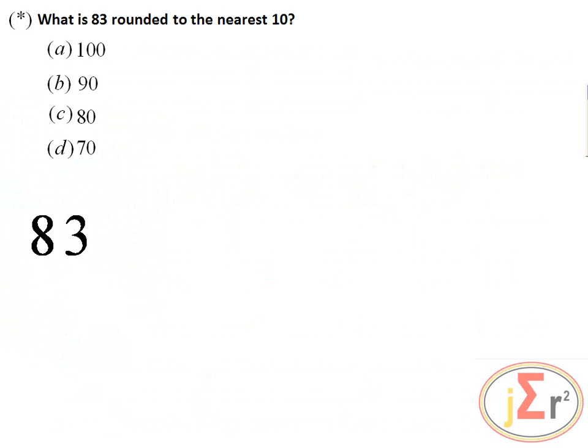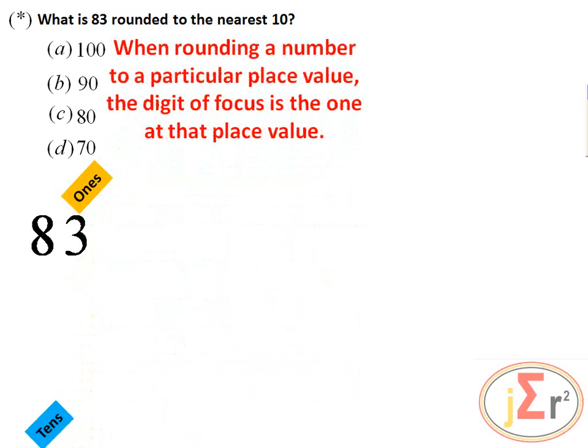We are putting in another problem of our own. What is 83 rounded to the nearest 10? 80. And Jerry is saying that that is 80. Let us see. When rounding a number to a particular place value, the digit of focus is the one at that place value. So we are rounding to the nearest 10, so the tens digit is the one we need to focus on.